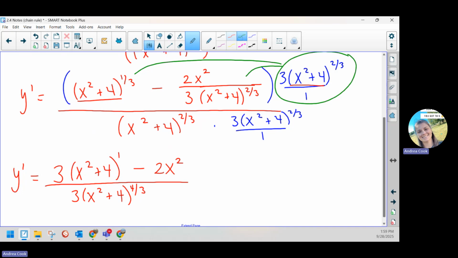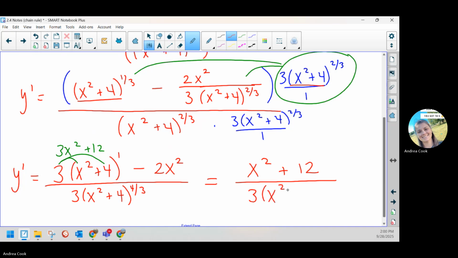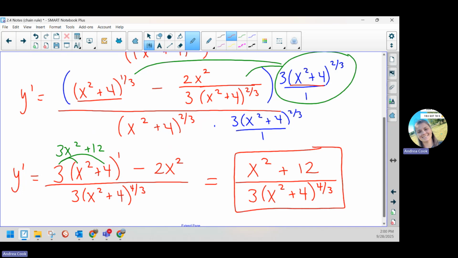And now I can distribute this 3 and combine like terms. So my derivative will equal x squared, because 3x squared minus 2x squared plus 12, all over 3. That would be our final answer.